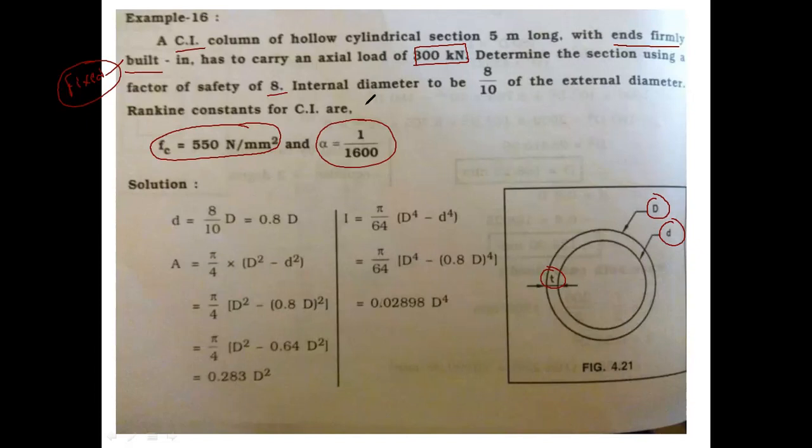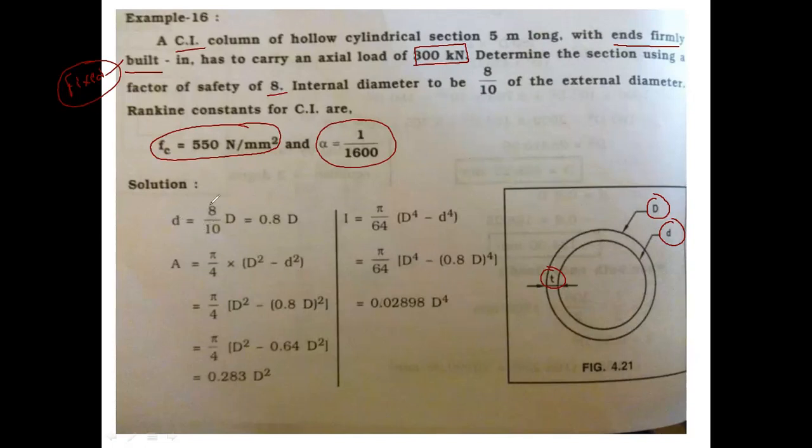See, in the earlier problem everything is given. He is asking you to calculate what is the safe axial load, isn't it? But now in this problem everything is given. With the load, what should be the dimensions of the cast iron you are supposed to calculate. Okay, see how the problem was solved.